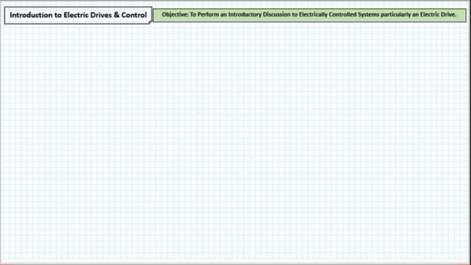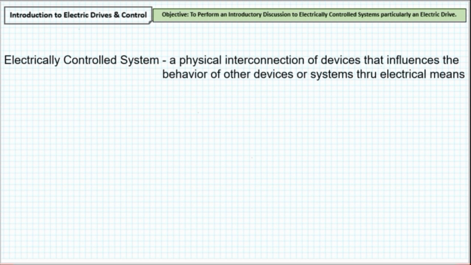First of all, we have to define what is an electrically controlled system. An electrically controlled system is a physical interconnection of devices that influences the behavior of other devices or systems through electrical means. Ibig sabihin, as long as merong interconnection, iba't ibang klaseng devices, influences a behavior. So particularly, nakokontrol niya sa pamamagitan ng electricity. Okay? So, an electric drive, of course, is a kind of electrically controlled system.